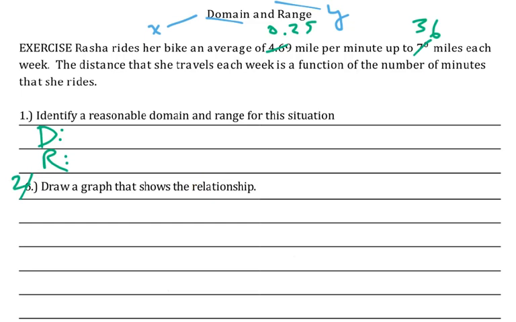So let's go back to the word problem. Rasha rides her bike an average of 0.25 miles per minute, up to 36 miles each week. The distance that she travels each week is a function of the number of minutes that she rides. Now, let's focus on the wording of this because it's more challenging. The distance that she travels is a function of the minutes that she rides. So it sounds to me like the distance is functioned based on the minutes that she rides.